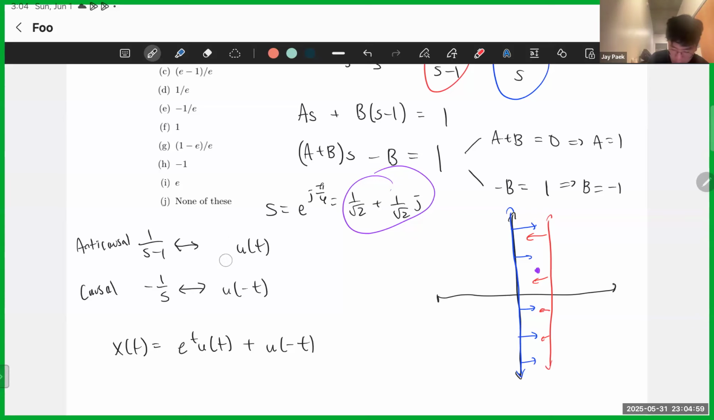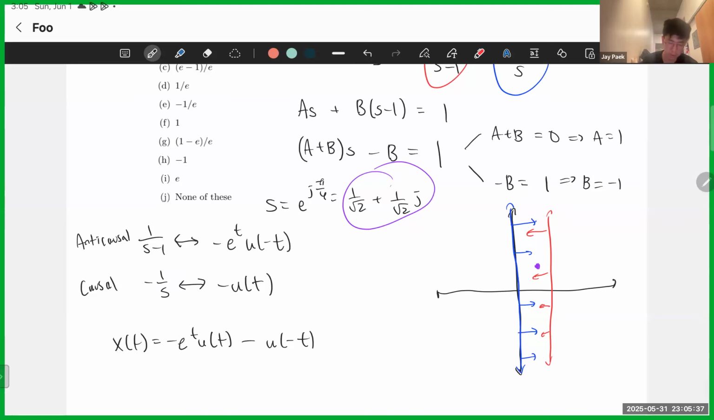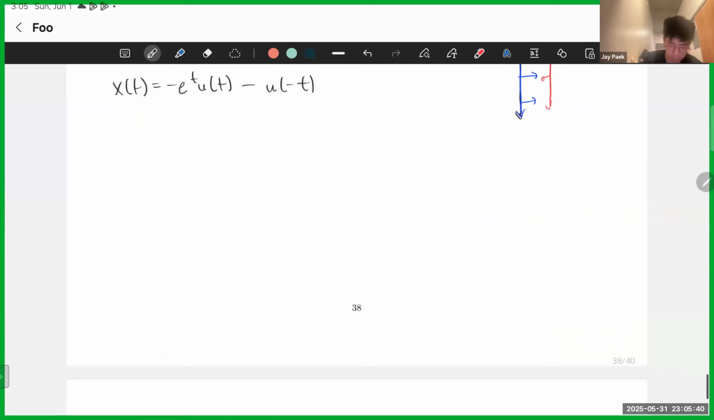So if I have anti-causal s minus 1, then I would have negative e to the t, u of negative t. And this should have a transform of just u of t. Yeah, I believe that is consistent. The negative would carry on to the u of t. Oh yeah, right, thank you. I kind of forgot. Boom. Perfect. And so now we could just solve for whatever we wanted before.